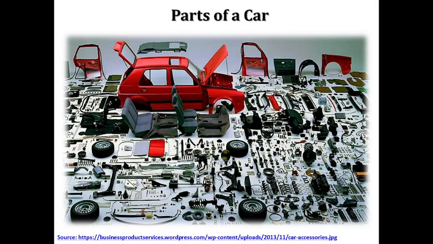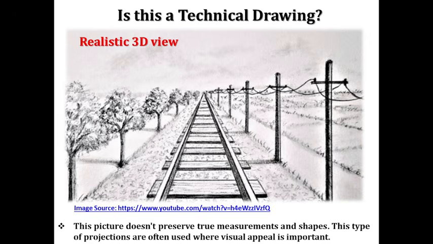This slide shows the large number of components that make up a car. A modern automobile consists of thousands of individual parts. Each component is manufactured separately and later assembled into the final product. To manufacture every single component accurately, detailed engineering drawings are essential. Without engineering drawings, it would be impossible to ensure that all the parts fit together perfectly. Next slide. Is this a technical drawing?